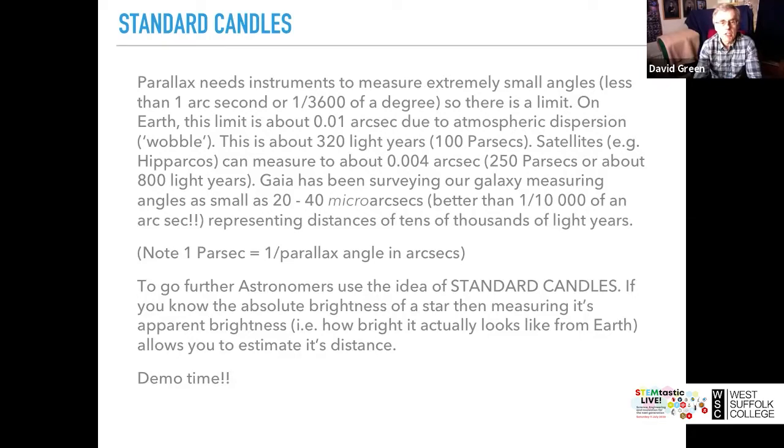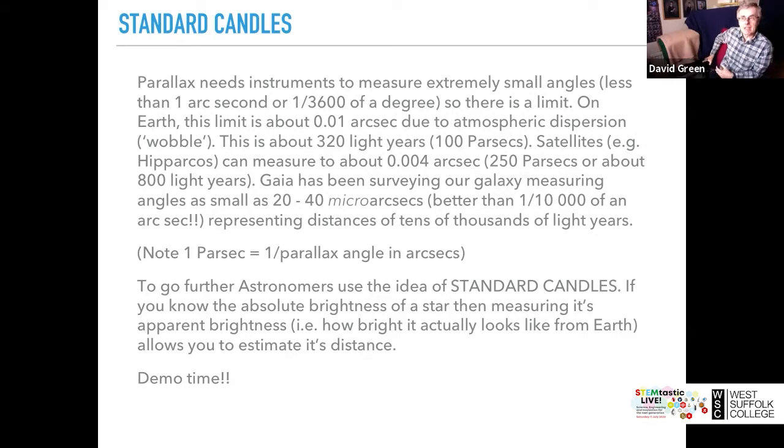And we can measure using parallax around 300 odd light years away, stars that are relatively close to us. Now, satellites up above the Earth's atmosphere can get rid of the wobble, and there's one up there now called Gaia, and it's so accurate that it's doing effectively a Milky Way galaxy survey, and it can measure angles as small as, well, you can see on the slide, tens of micro arc seconds, which is a ridiculously small angle.